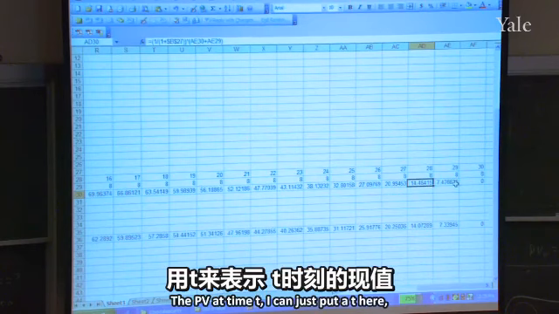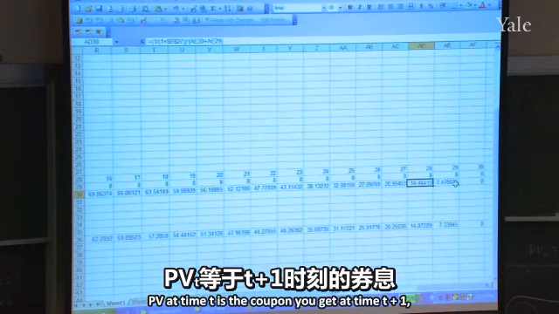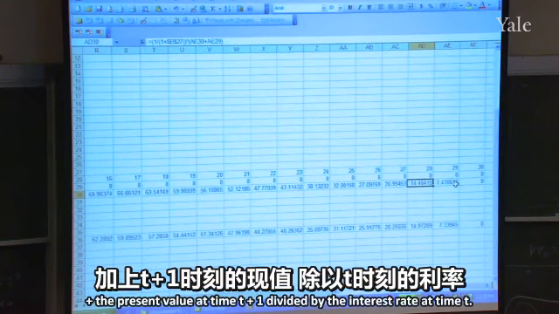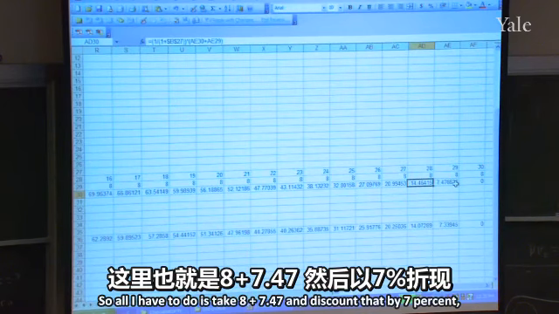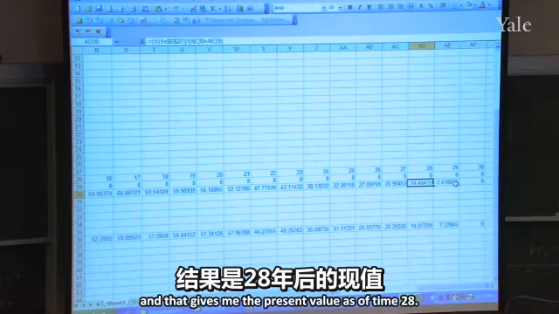The PV at time t, I can just put a t here. PV at time t is the coupon you get at time t plus 1, plus the present value at time t plus 1, divided by the interest rate at time t. So all I have to do is take 8 plus 7.47 and discount that by 7%, and that gives me the present value as of time 28.